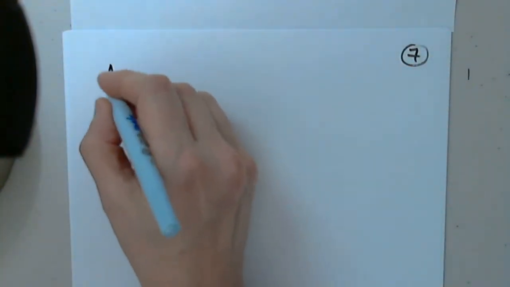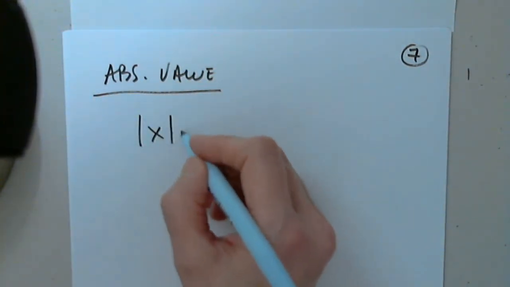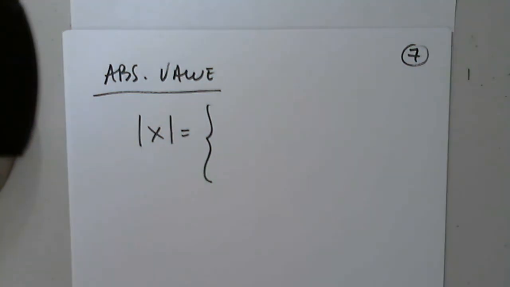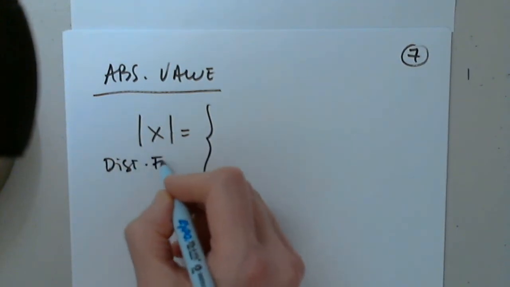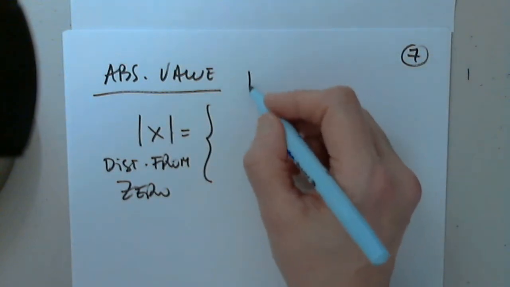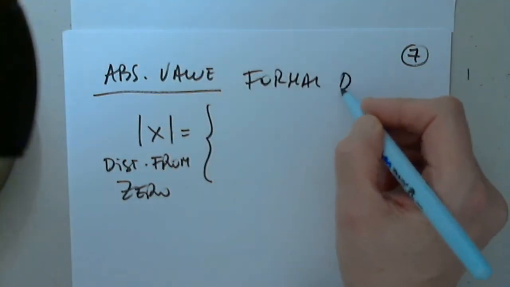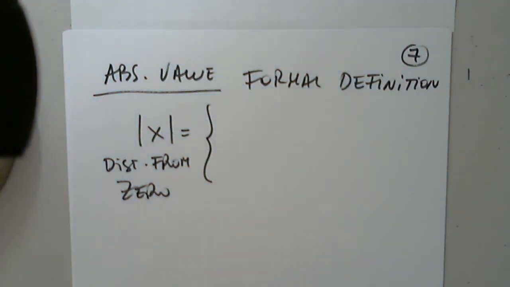So let's talk about the absolute value. It's a big deal. Here it is. Can anyone refresh our memory on what this means? What is the formal definition of the absolute value? Is an absolute value the distance from zero? Yes. But what we need here is the formal definition. So anyone remembers what this equals?